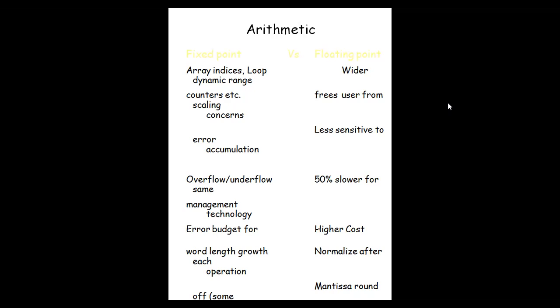Whereas in the case of fixed point, we'll have overflow or underflow. Floating point will be around 50 percent slower for the same operation. We'll have overflow management techniques. In the case of the error budget, floating point has a higher cost, which shows that the implementation depends on the hardware architecture.